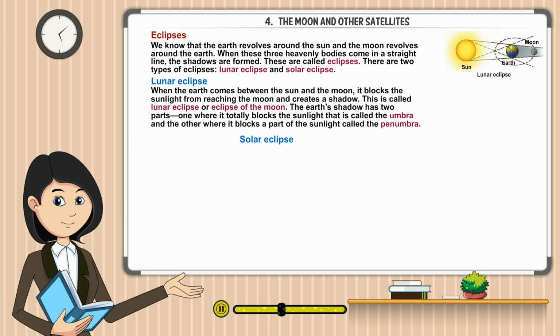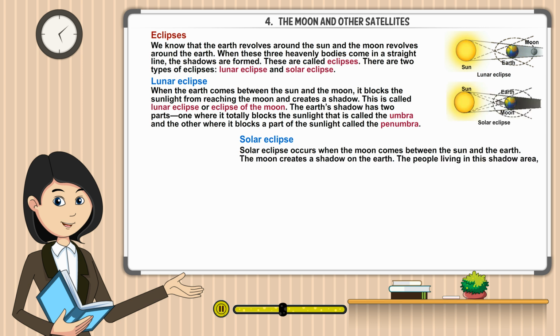Solar eclipse. Solar eclipse occurs when the Moon comes between the Sun and the Earth. The Moon creates a shadow on the Earth. The people living in this shadow area cannot see the Sun at all. This is called a solar eclipse or eclipse of the Sun.